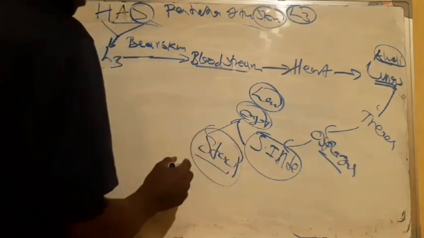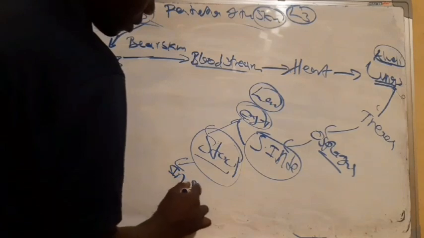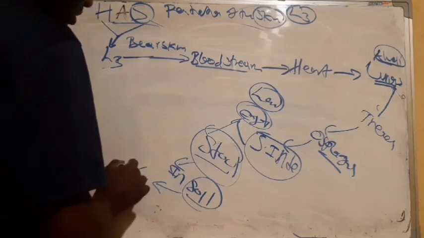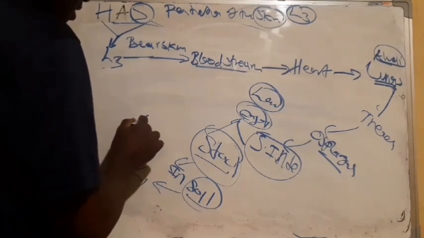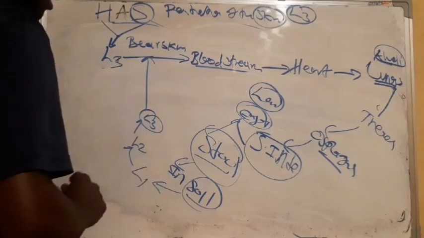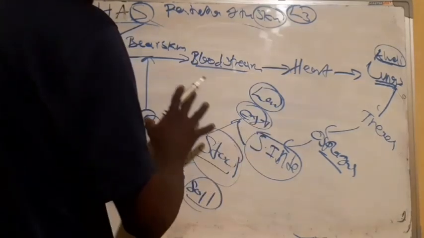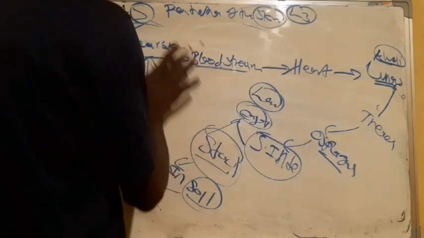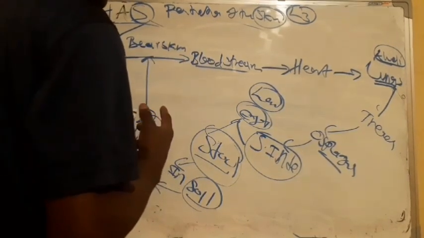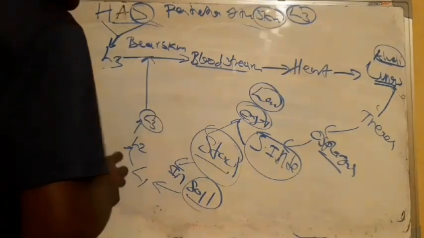So, when the eggs are in the soil, they can become larva 1, larva 2, then larva 3. Then when the larva 3 comes into contact with bare skin, it does infect. So this one is direct. It doesn't cause autoinfection. But for the strongyloids, it causes autoinfection, and it can have two life cycles, the direct one and the indirect one, just like you have seen from the explanation of the life cycle.